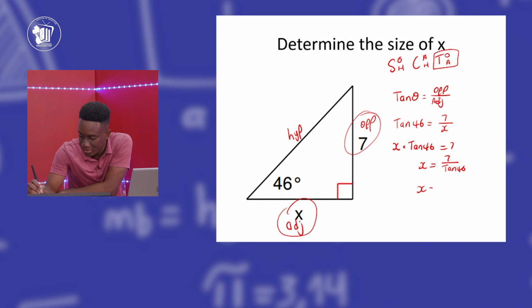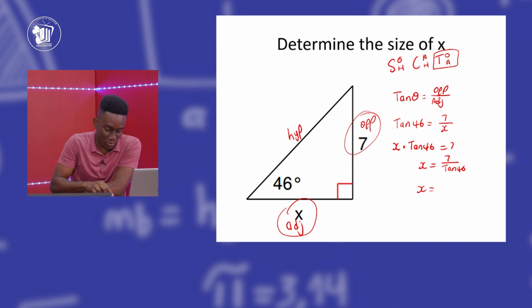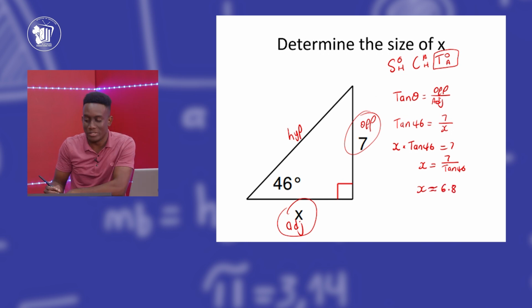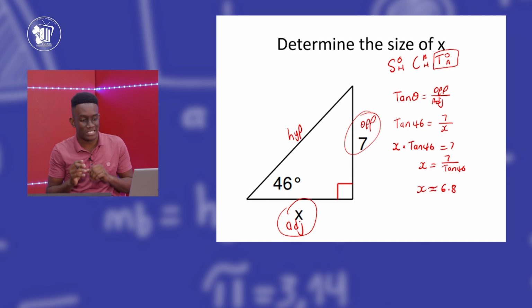So we'll have x is equal to 7 divided by tan 46. When we punch it in our calculator, 7 divided by tan 46 will give us approximately 6.8. So x is equal to approximately 6.8. Once again, identify the sides, select the ratio that we want to use, and then we work it out.